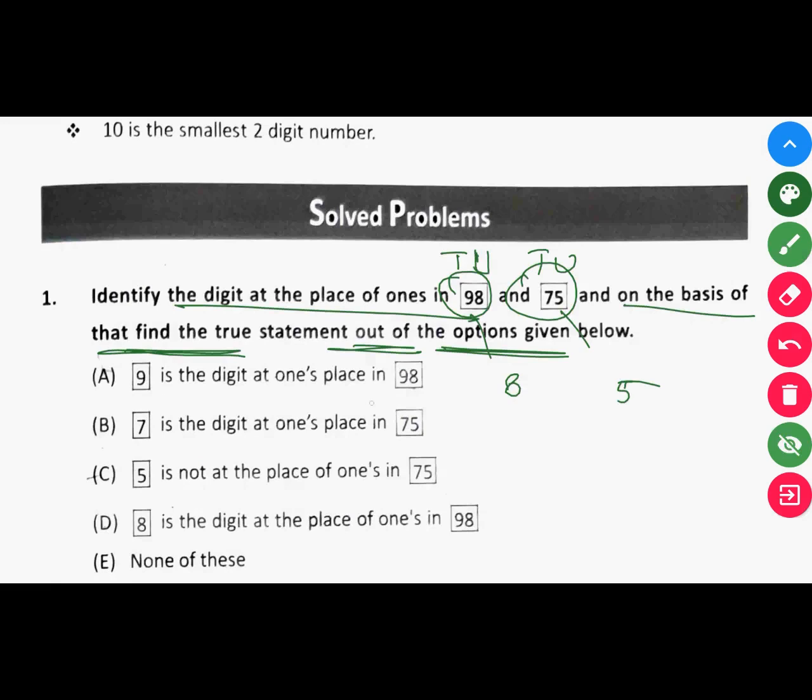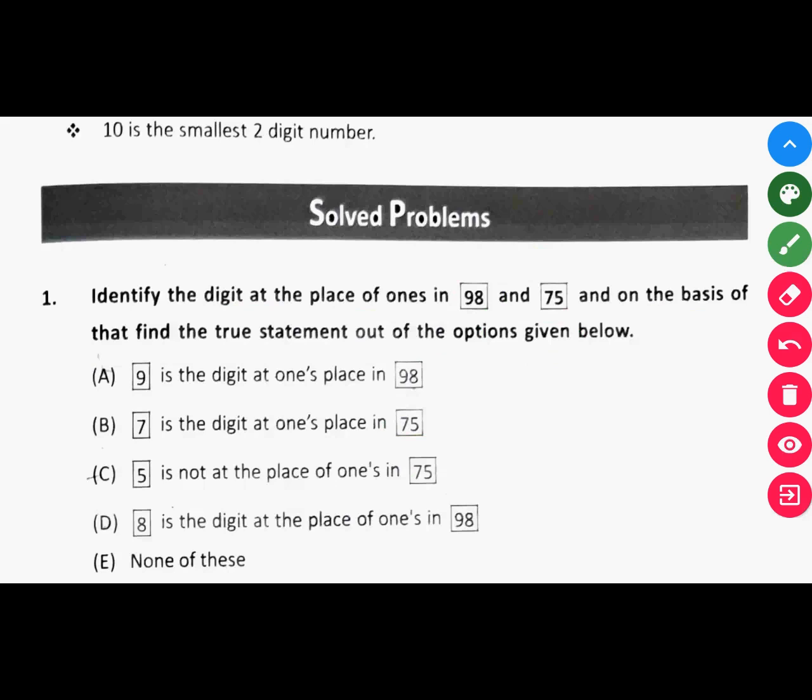9 is the digit at the ones place in 98: this statement is wrong because 9 is at the tens position. 7 is the digit at the ones place in the number 75: again this is wrong because 7 is at the tens position. 5 is not at the place of ones in 75: this statement is also wrong because 5 is at the place of ones. Now 8 is the digit at the place of ones in the number 98, so yes, 8 is the digit at the ones place in 98, so our option is option D.